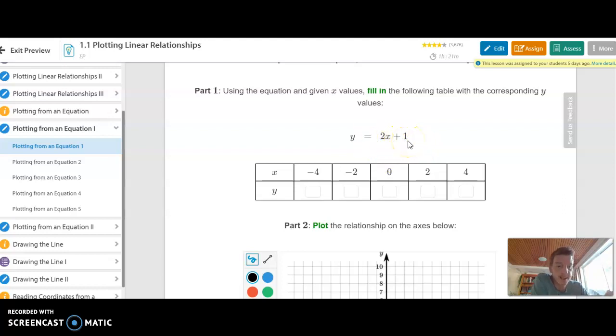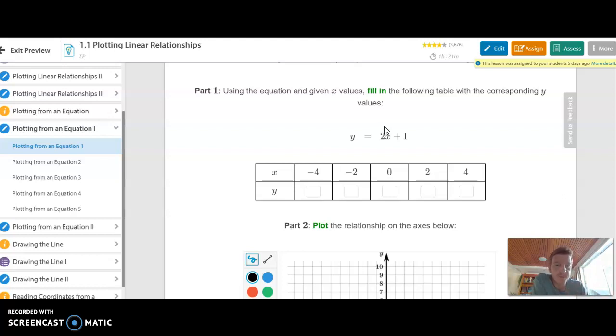Now there's two things that this tells me. The first point is that number in front of the x. That's our gradient. So that tells me how steep the line is and whether it's positive or negative. So what this tells me is that my gradient is going to be 2 over 1. If I go across 1, I'm going to go up 2 every time.